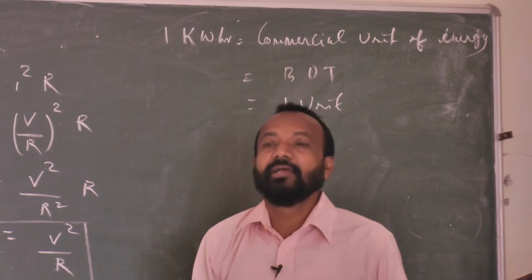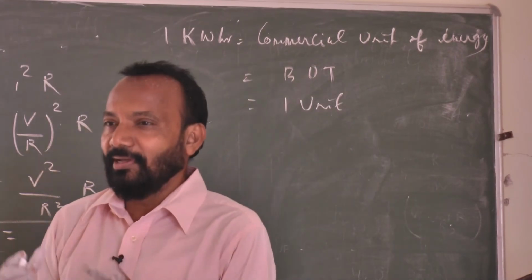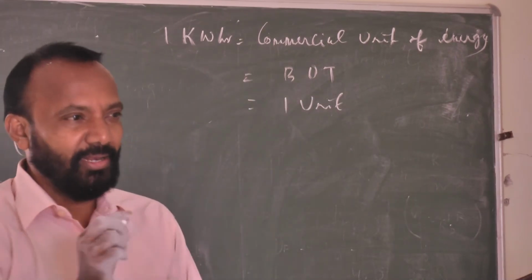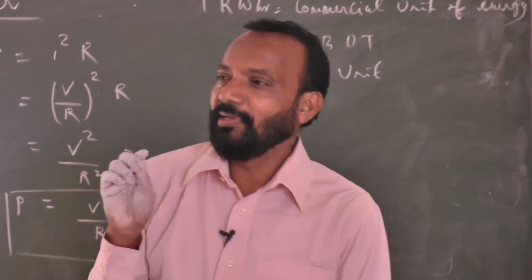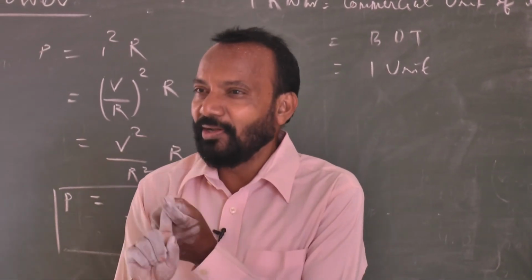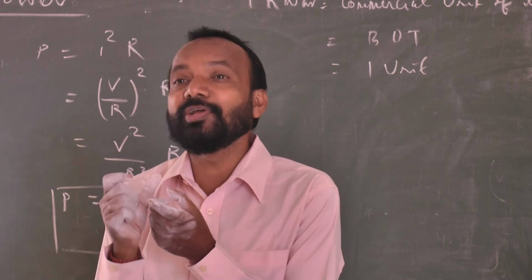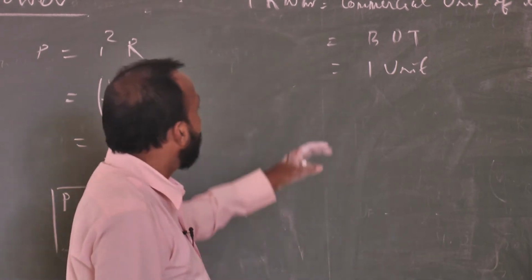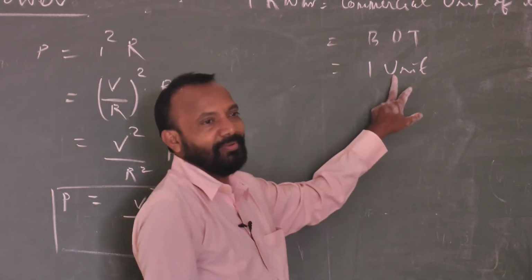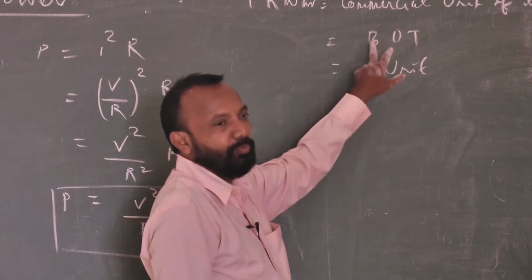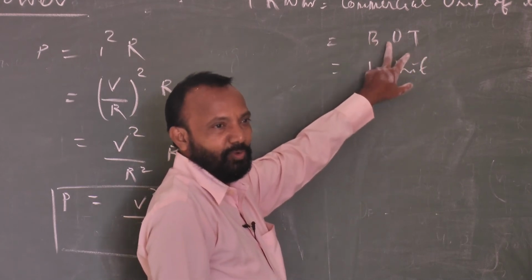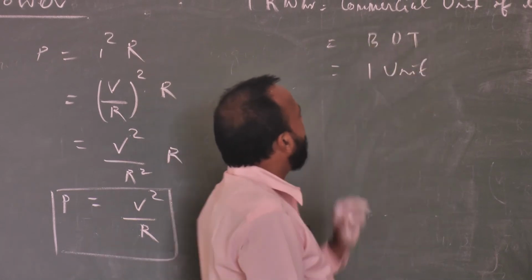Whenever your monthly electrical bill comes to your home, that means you are consuming 100 units, 200 units, 300 units of electricity. That unit is 1 kilowatt hour, the BOT, Board of Trade unit, the commercial unit of energy.